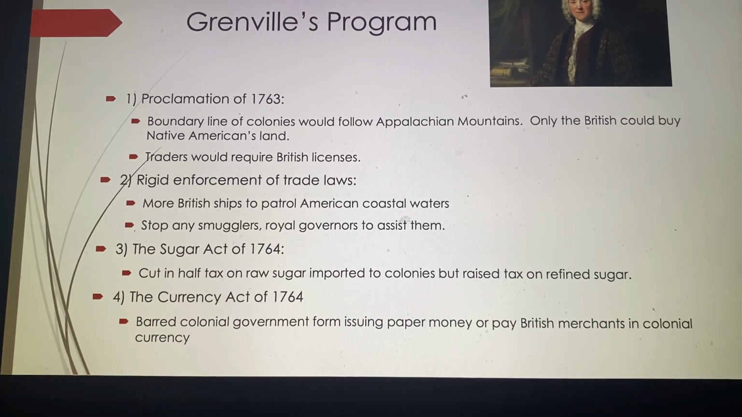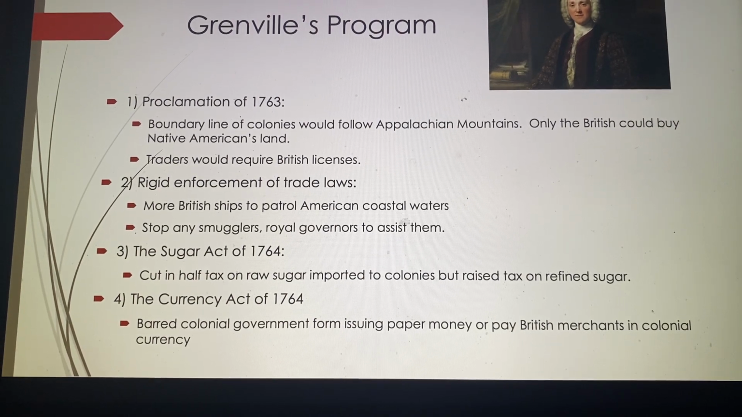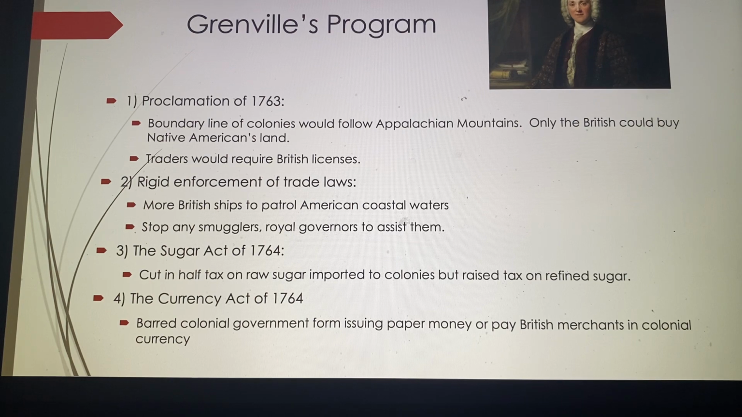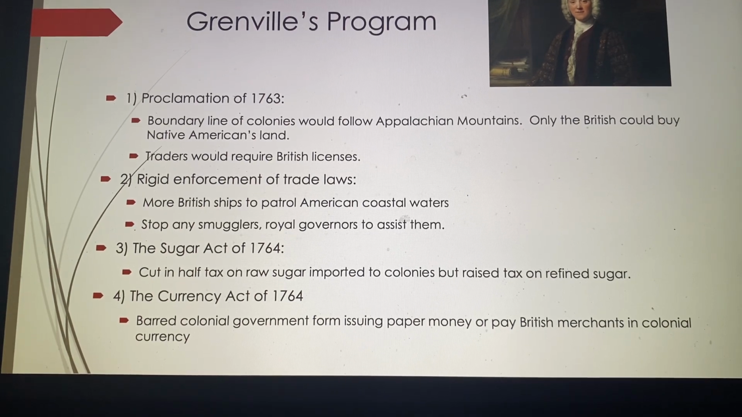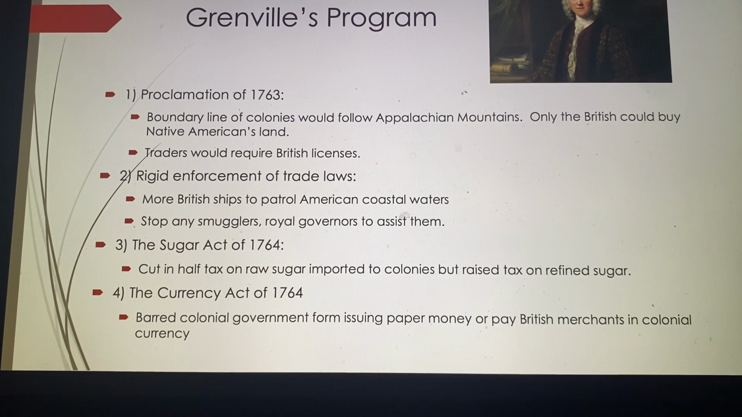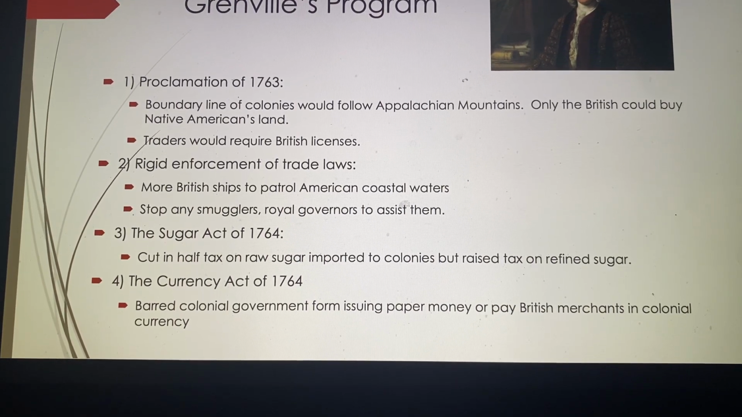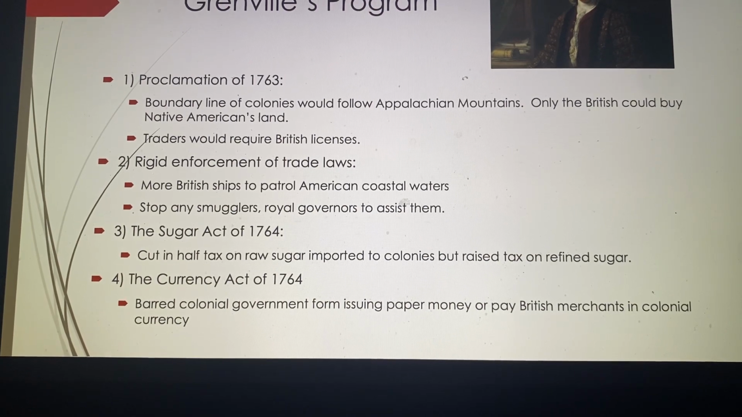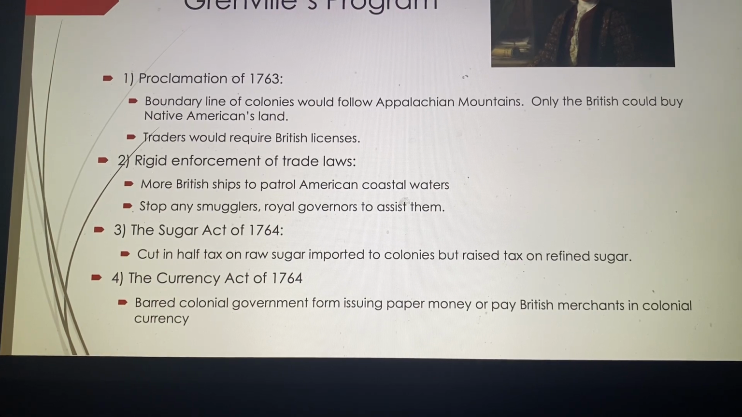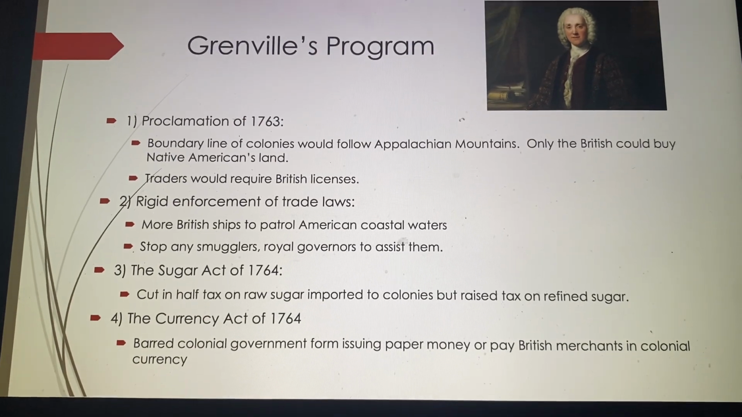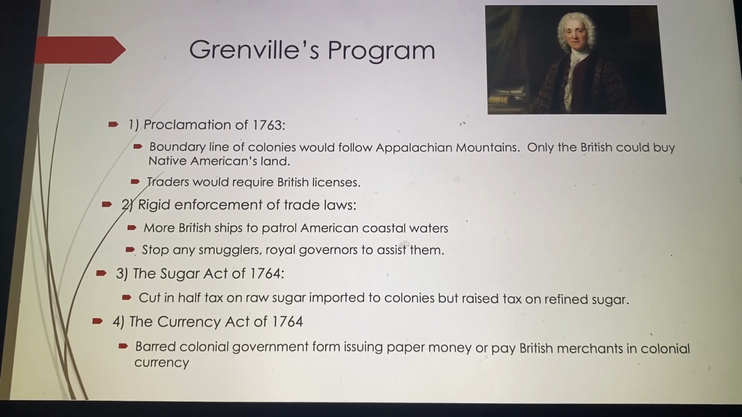And then on to the Currency Act of 1764. This barred the colonial or American government from issuing paper money. So basically saying America cannot issue its own money in any way. And they must pay British merchants in colonial currency, basically saying that the colonial government couldn't issue paper money anymore, and they had to pay in the currency that the British enacted for them. So basically saying, nope, you had to have the British money.